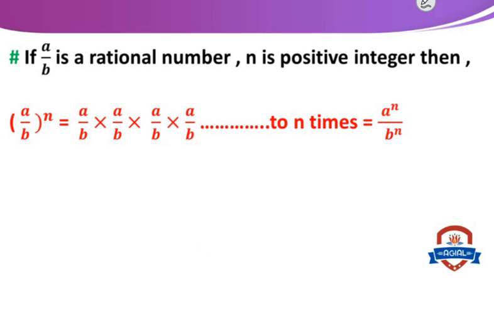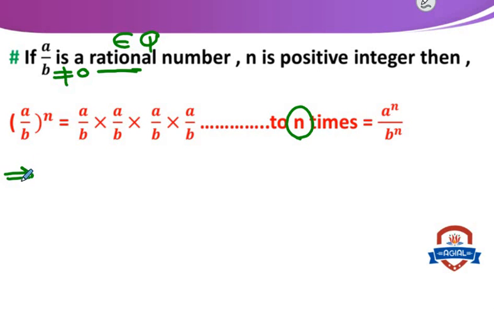If A over B is a rational number, what is the meaning of rational number? A rational number is a number in the form of A over B, where A and B belong to integers and B is not equal to 0. Very, very important. A over B is a rational number, and N is a positive integer. Then A over B to the power N equals A over B by A over B by A over B, N times, equals A to the power N over B to the power N.